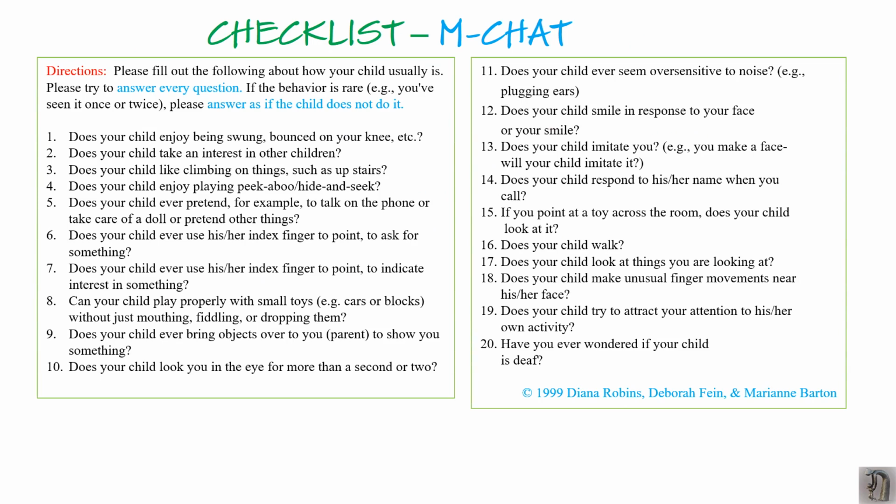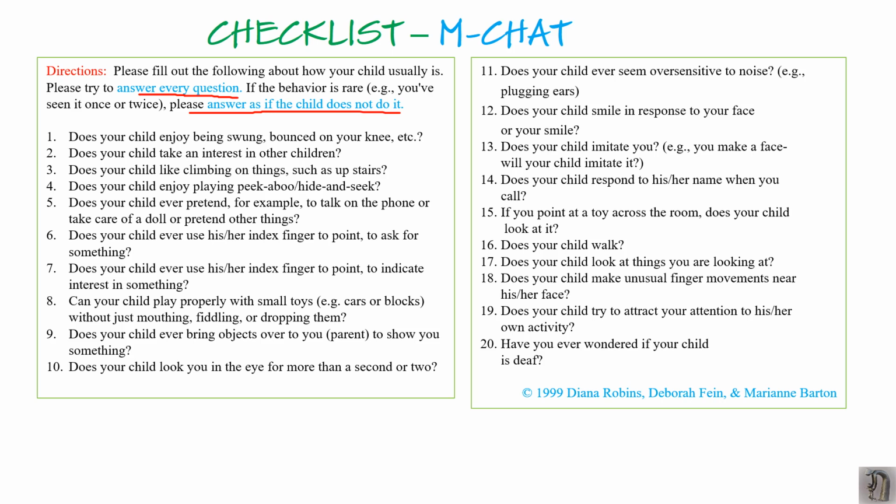Now you see that here they have a direction which tells you clearly to please fill out how your child usually is, and please try to answer every question. That means the parent has to answer each and every question. If the behavior is very rare, seen once or twice, please answer as if the child does not do it. That means if the behavior happens very rarely, you must think that it did not happen. In that way you have to mark.